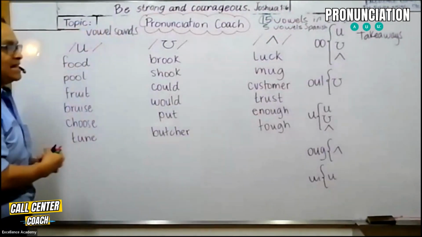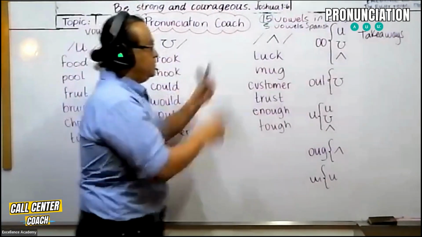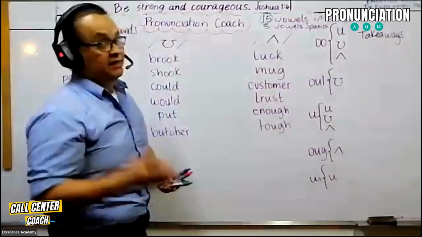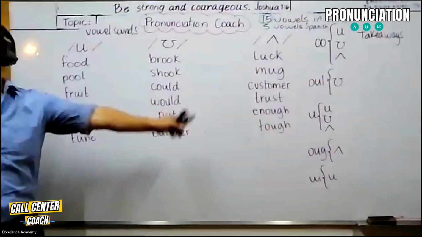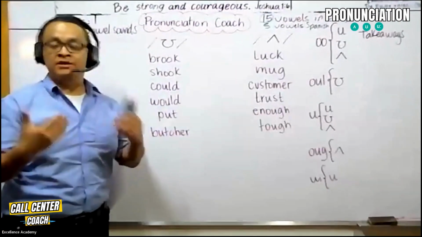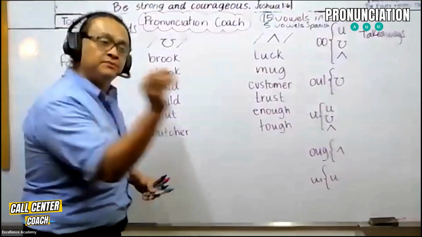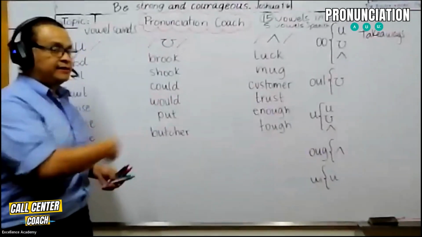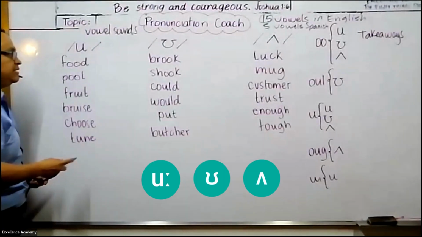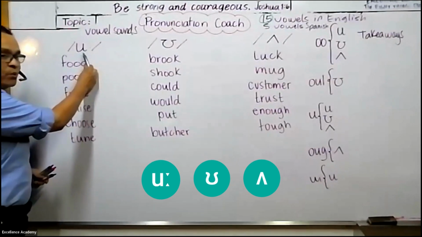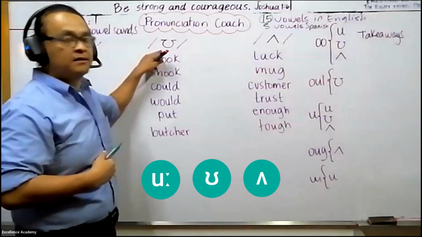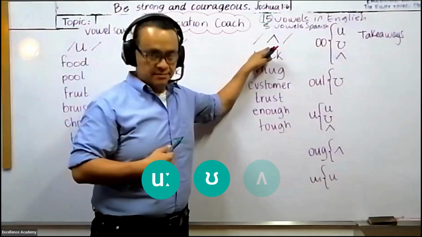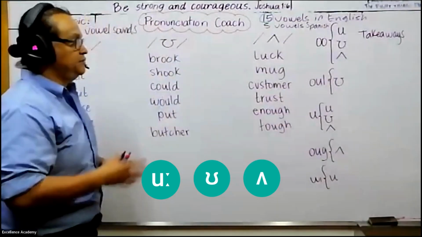But in today's class, we're going to learn 3 of those 15 vowels. The objective in this course is for you to learn all 15. So when you encounter new words, you'll be able to recognize and pronounce them correctly. Let's check it out. So today's vowel sounds are ooh, ah. Those are the 3 sounds that we're going to learn.